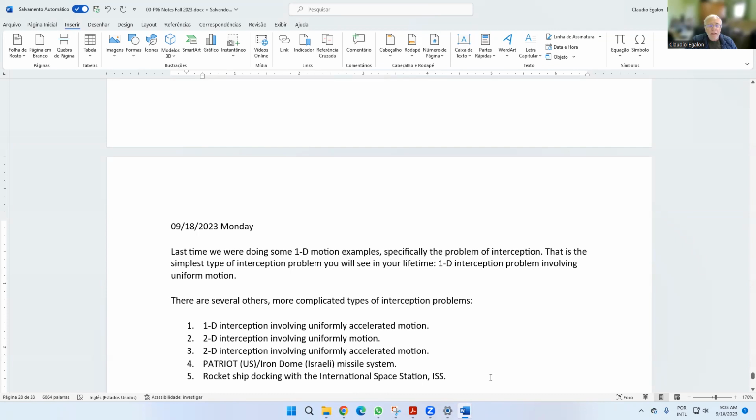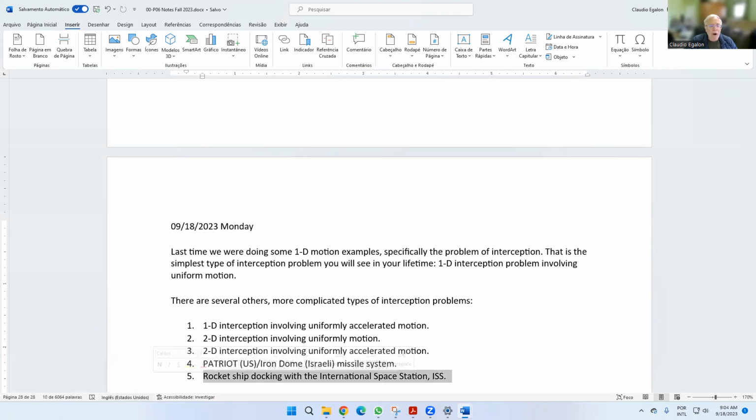A far more difficult intersection problem. In this case here, all you have to do is hit the missile. In the case of the Patriot missile system or the Iron Dome missile system of Israel, you want to hit a missile that's in flight. It's not just a missile; it can be a bomb as well that's dropped. And all you have to do is hit it hard enough to destroy the missile or the bomb.